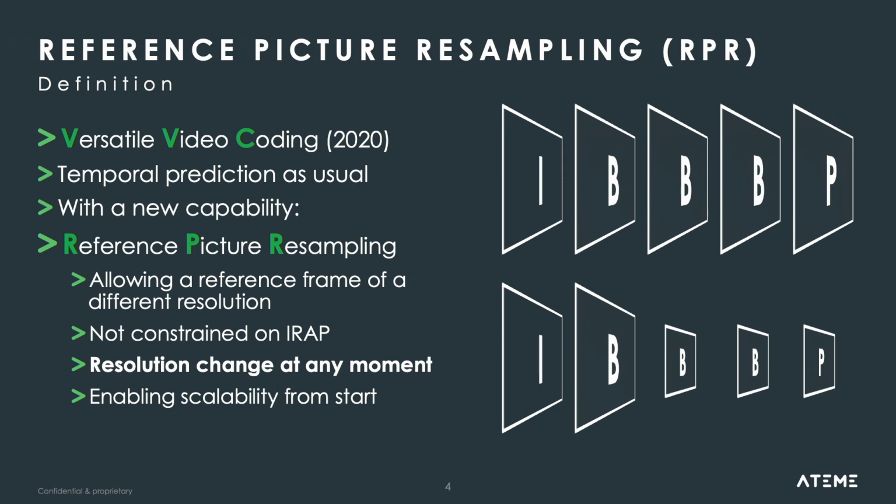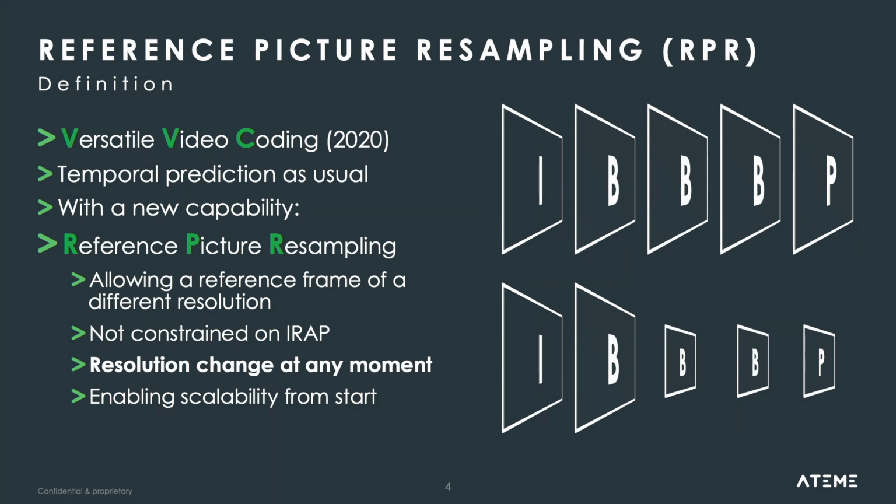For those of you who've been around for some time, I think Benjamin Bross 4 years ago gave us a good primer on RPR, even before its standardization in VVC. So VVC got standardized in 2020. It's a traditional codec with temporal prediction, so inter. That's well known. What was new, and specifically in a base codec definition and not in its scalable extension, is the inclusion of a tool called reference picture resampling.